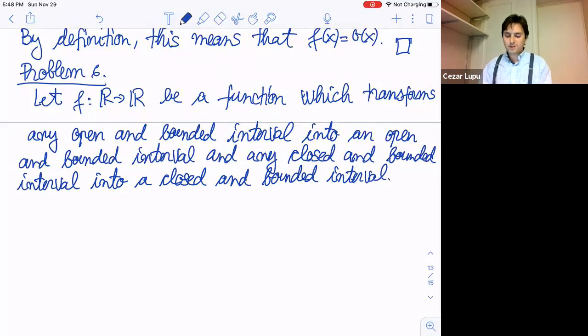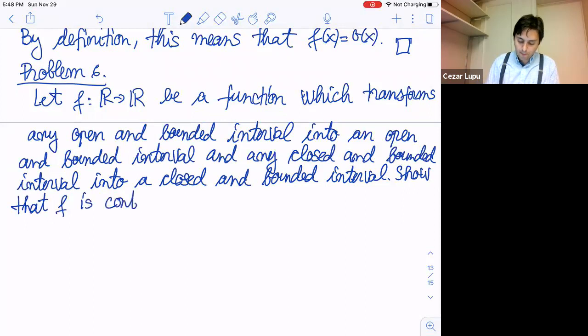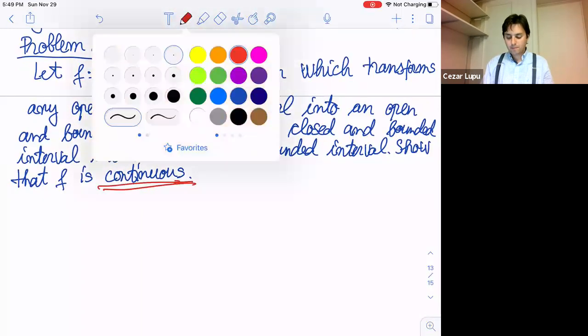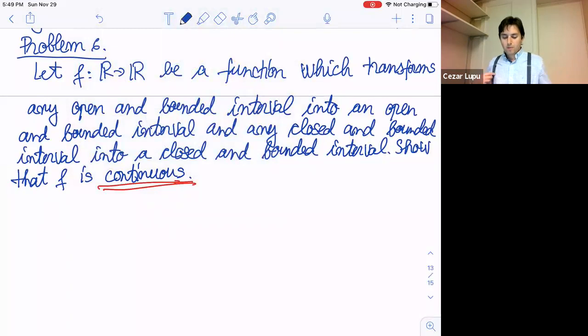Well, guess what? The function is continuous. So show that f is continuous. So that is the problem, right? It takes any open and bounded interval into an open and bounded interval, and any closed and bounded interval into a closed and bounded interval. So then in fact, the function is continuous. Well.